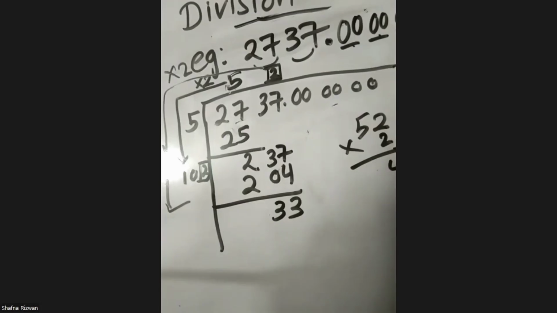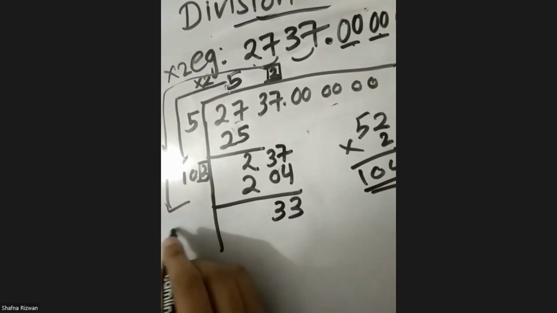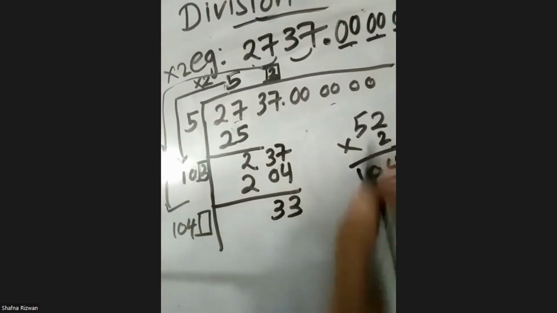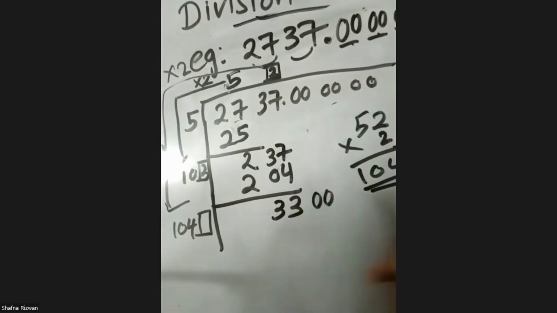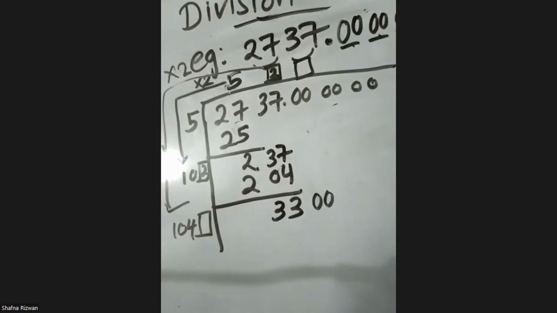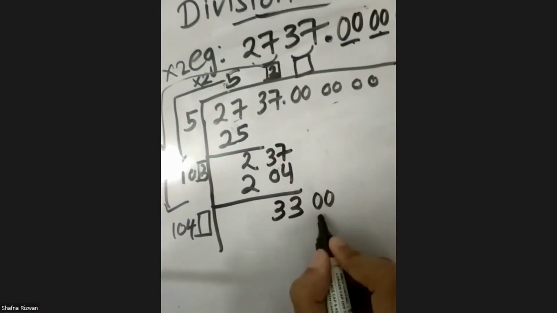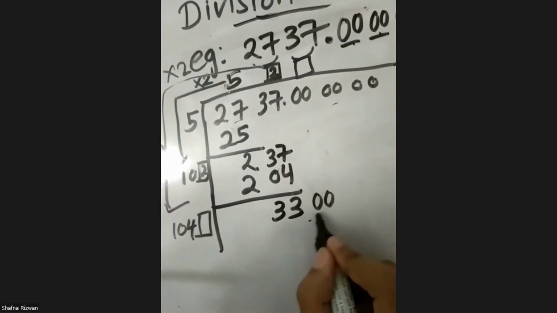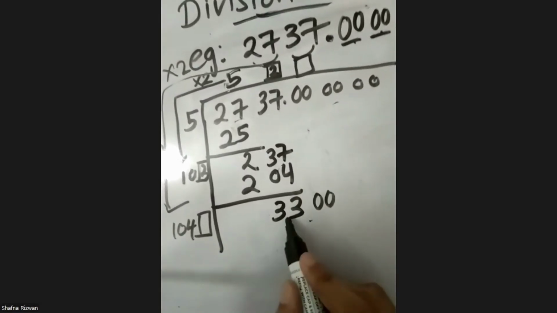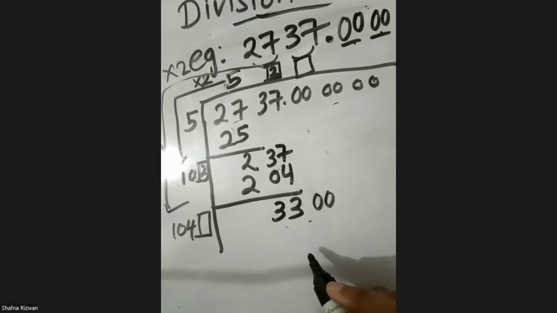2 2s are 4, 5 2s are 10, 104. So I will bring how much here? That is 104. And after that, here I will keep a space and bring two zeros below. Okay, and again keep a square here. So here 0. Okay, 3300. What are the numbers that you can multiply to get something related to 3300?